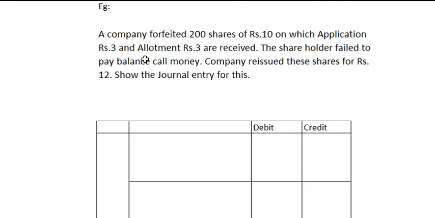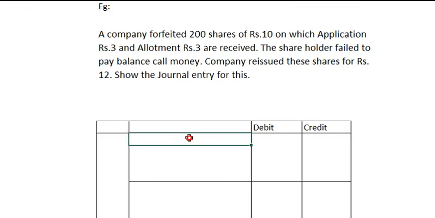A company forfeited 200 shares of rupees 10 on which application 3 and allotment 3 were received. The shareholder failed to pay the balance call monies. The company reissued the shares for rupees 12. Show the journal entry. So here the company forfeited these 200 shares because of non-payment of call monies. The balance call money will be 4: 3 on application, 3 on allotment makes 6, and the balance is rupees 4. So this shareholder didn't pay the balance call money, and the company decided to forfeit the shares.